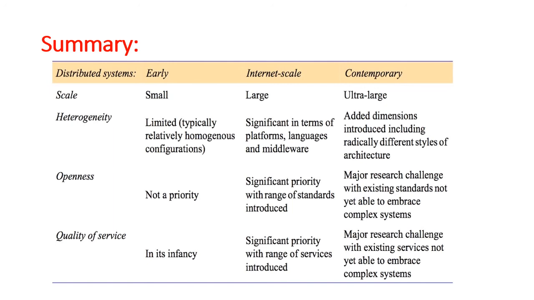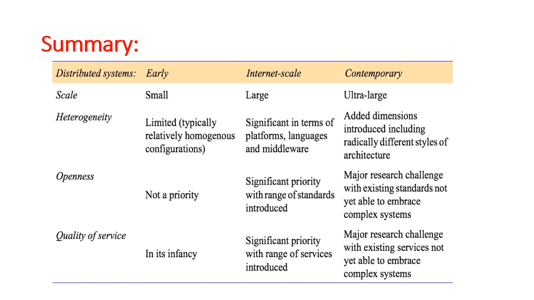Using a simple LAN technology, some equipment or devices were trying to communicate with each other. Then in the internet scale distribution, significant priority came, and a range of standards were introduced. Whereas in the contemporary, which has a very large scale, it's one of the major research challenges. So many research activities are going on regarding the openness of contemporary distributed systems.